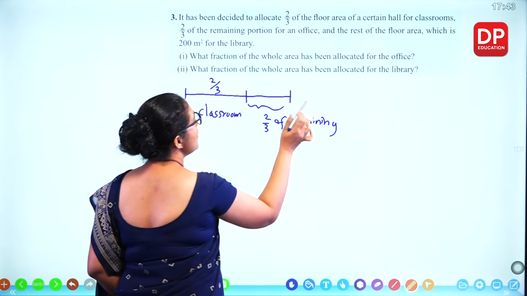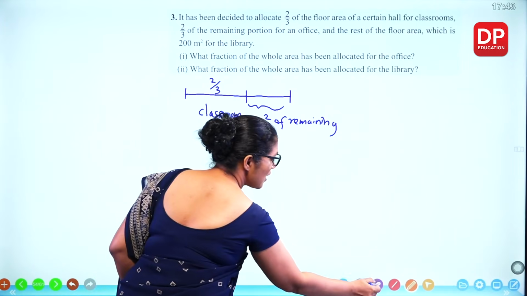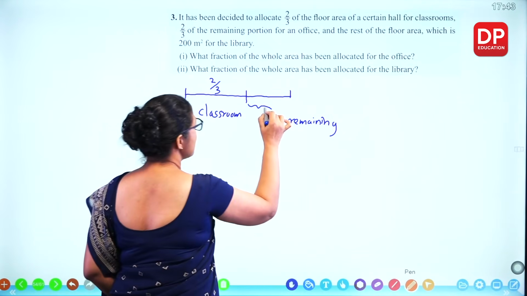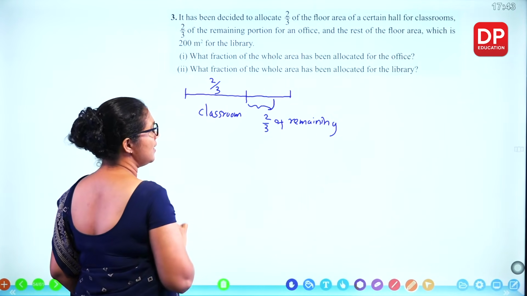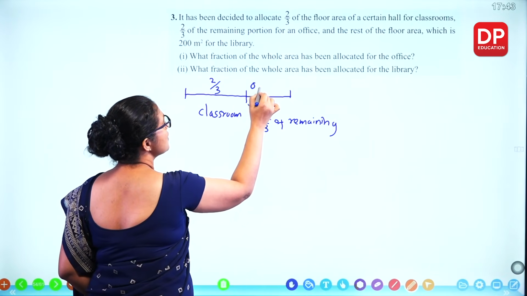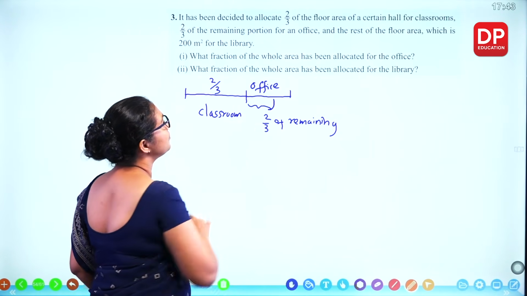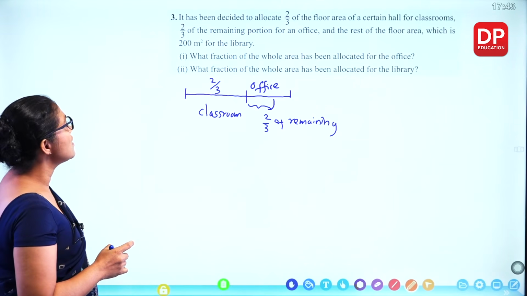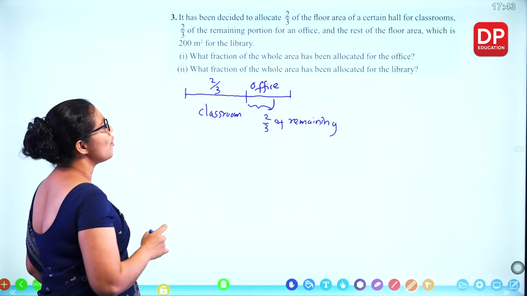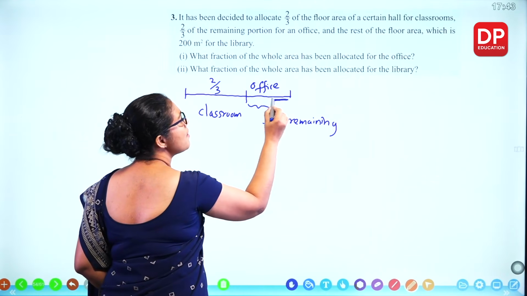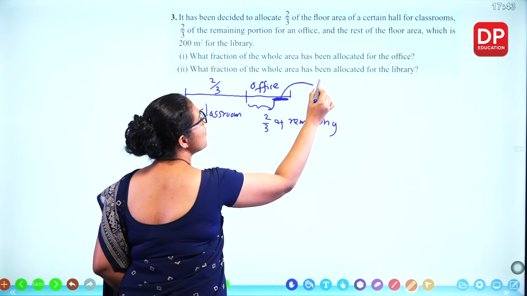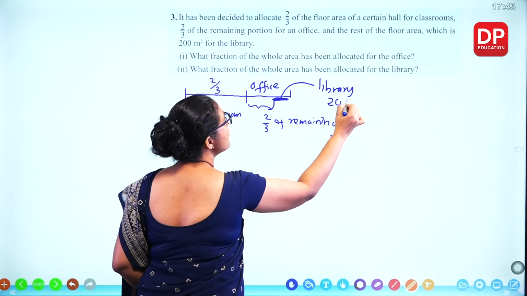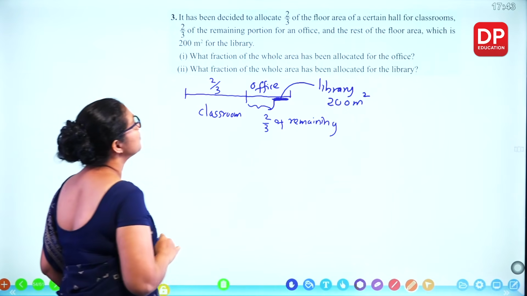So here you can't take the whole amount as 2/3. 2/3 of this we'll take as this amount for the office. So this is for the office area. And it says the rest of the floor area, which is 200 square meters, is for the library. So this is the remaining part. So this is for the library and it's 200 square meters.